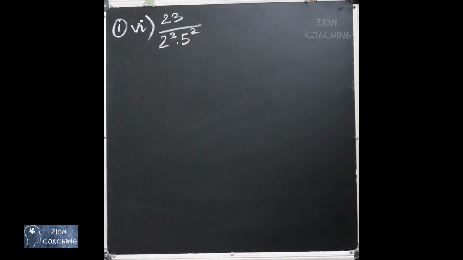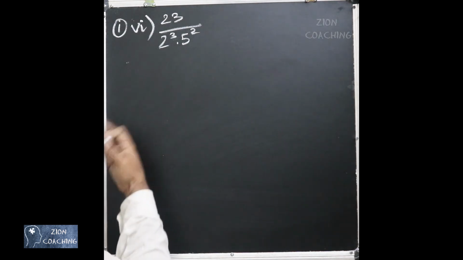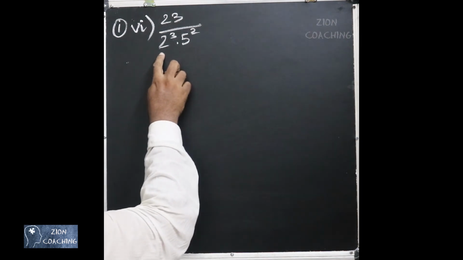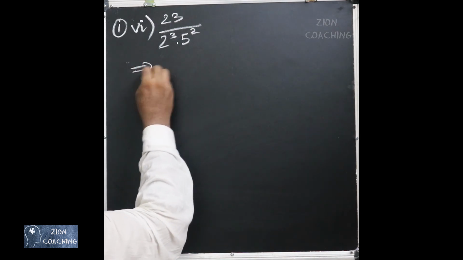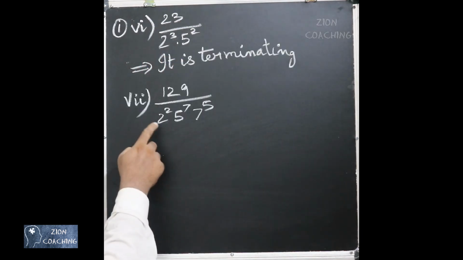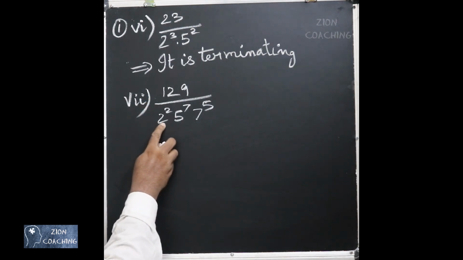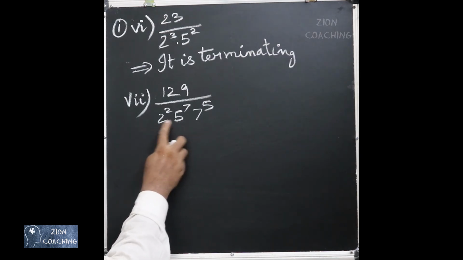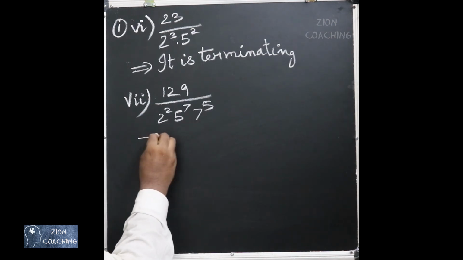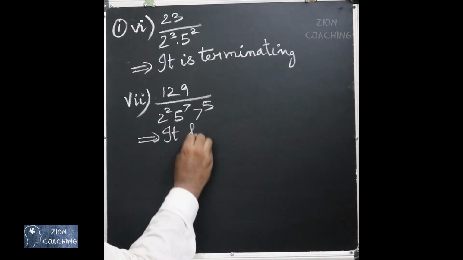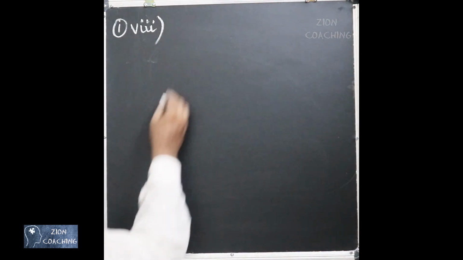Now it is not necessary to factorize the denominator. It is already prime factorized there. Now you can see that in the prime factorization there are only powers of 2 and 5. So you can say that it is terminating. For a given rational number to terminate, there should be only powers of 2 or powers of 5 or both powers of 2 and 5 in the denominator. But you can see powers of 7 extra there. So it has repeating decimal expansion.